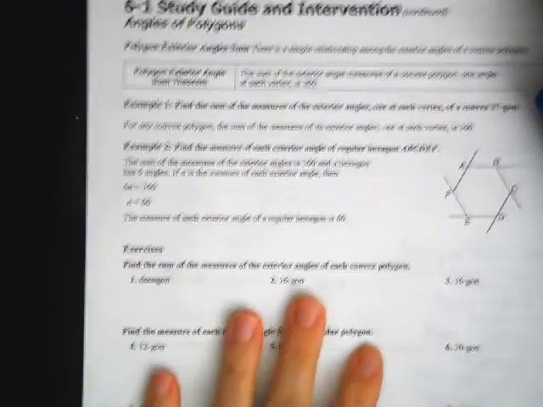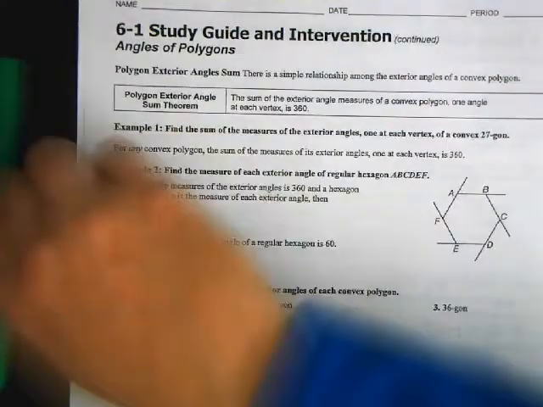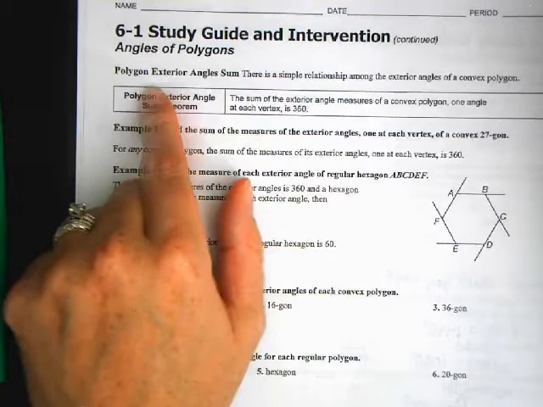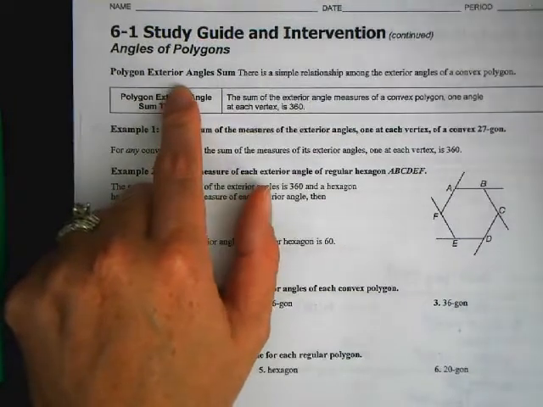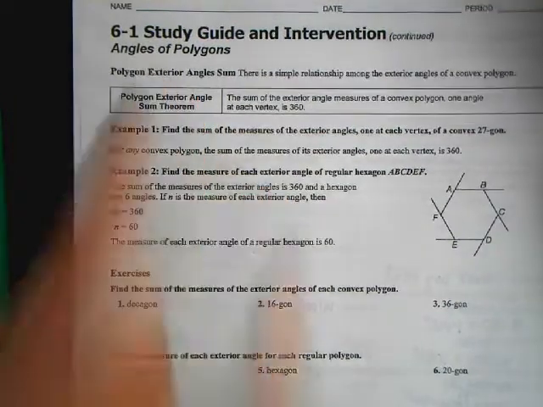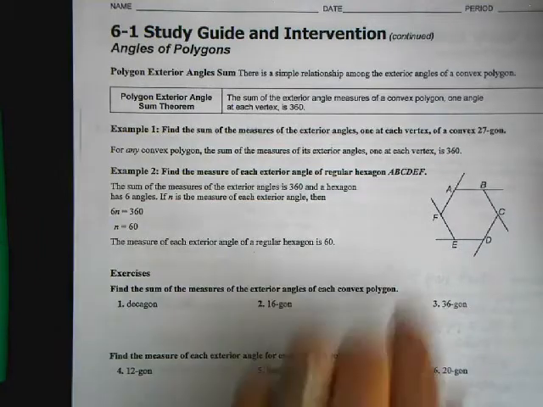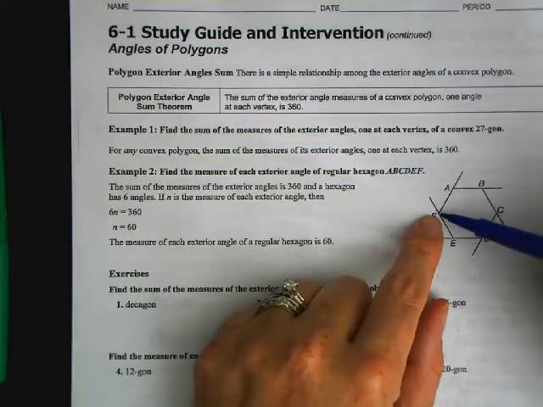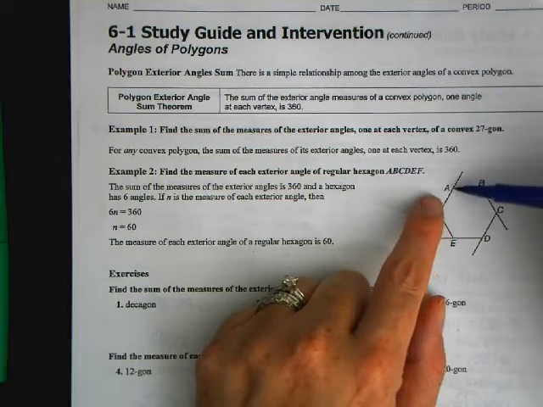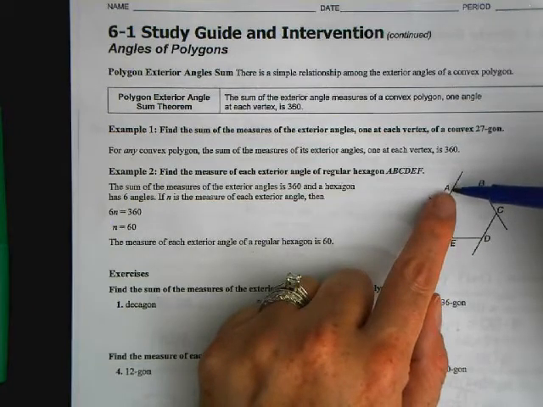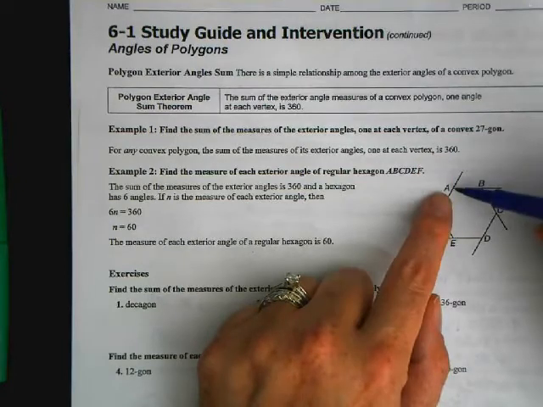All right, so moving on. Backside of 6-1. All right. Exterior angles. So on the front was interior angles. Now we're talking about exterior angles. So how exterior angles are created. They are created by extending in one direction.